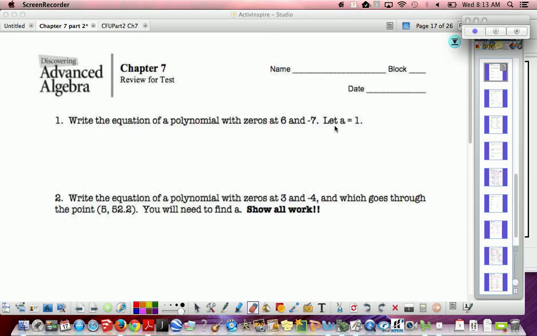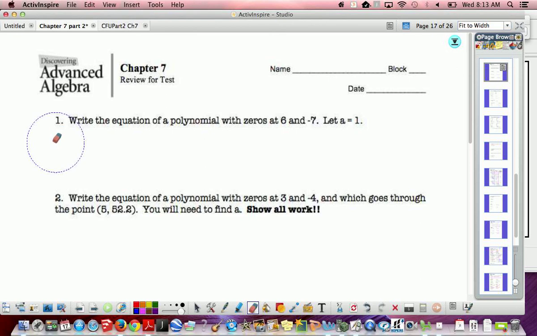Let's take a look at your Chapter 7 review for your test and run through a bunch of problems here that you can see on your exam. So the first one says, write the equation to a polynomial with zeros at 6 and -7, and you let a equal 1. So when we're talking about zeros, we're talking about x equals 6 and x equals -7.